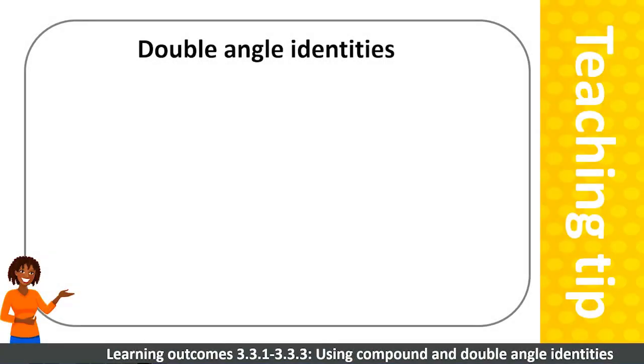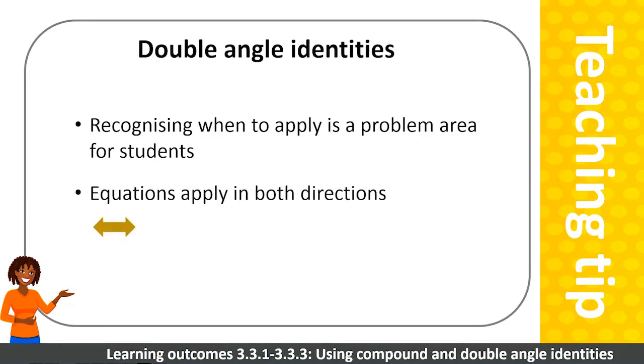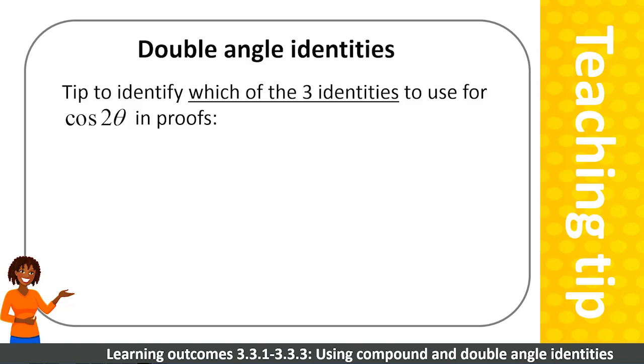Teaching tip. Students really struggle to recognize when to apply the double angle identities. Students need to be reminded that these identity equations work both directions. How do we know which of the 3 identities to use for cos 2 theta for proving identities? One way is to look at what else we have been given in the equation.